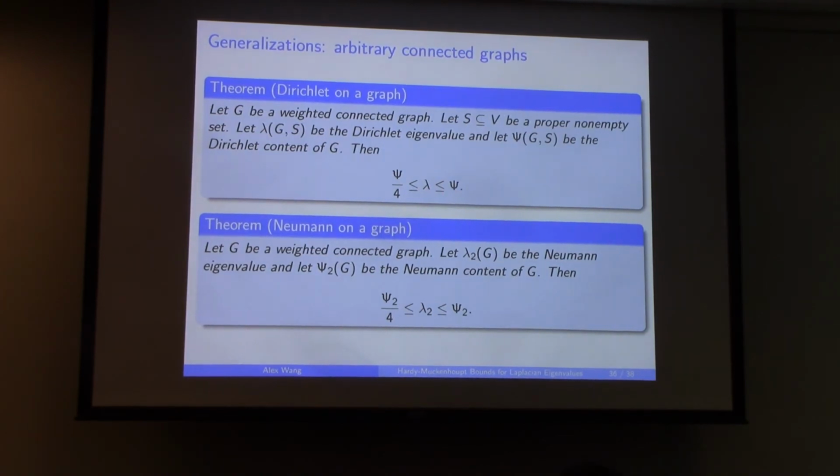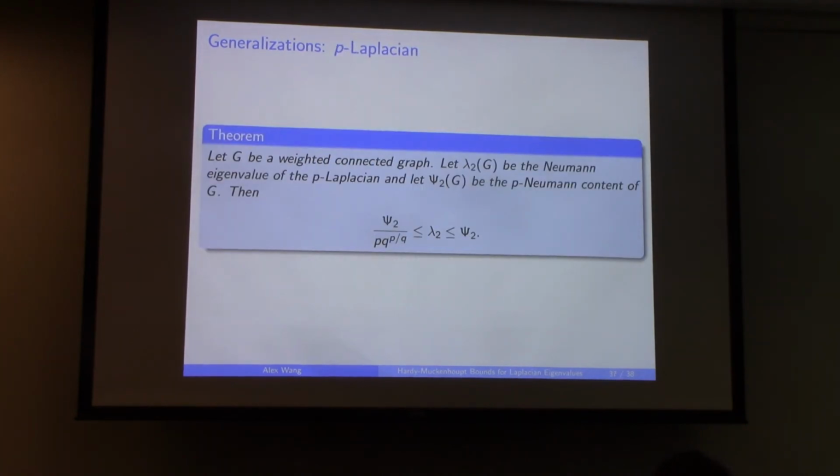So similar theorems. And you can do the same thing with the Neumann, with an arbitrary graph, and you can estimate it the same way. Another generalization is if you care about the P Laplacian, you can do the same thing for the P Laplacian. You can define lambda 2 for the P Laplacian. You can define a generalization of the Neumann content for the P Laplacian. And you'll get that lambda 2 is bounded above by psi 2, and bounded below by psi 2 over p q to the p over q.